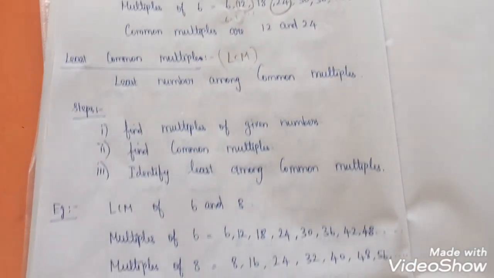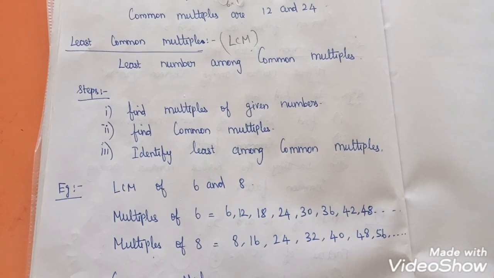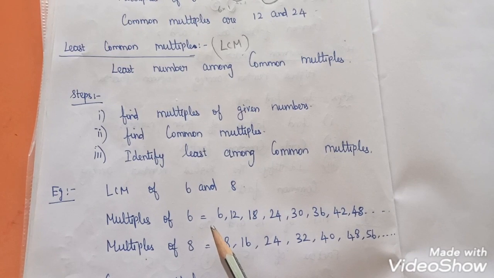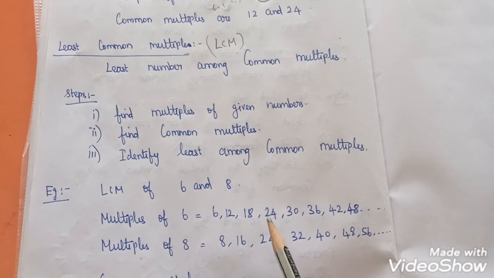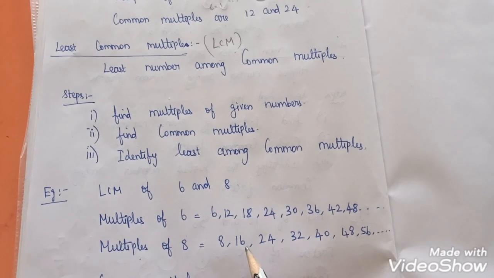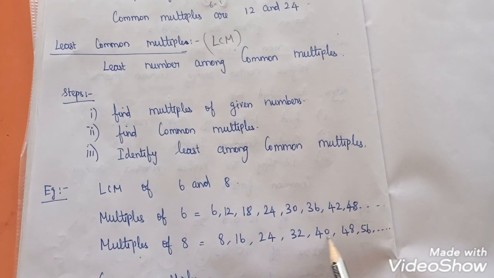So we see a sum here: the LCM of 6 and 8. First you have to write down the multiples. That is the first step. The multiples of 6 are 6, 12, 18, 24, 30, likewise you have to do. And the multiples of 8 are 8, 16, 24, 32, likewise.